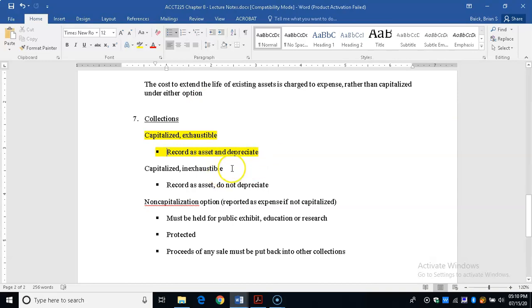What if you have a statue? If you have a statue, you would capitalize it. It's inexhaustible, meaning that you don't use up a statue, it just stays there, right? So if you have a statue, what would you do? You would record it, and you don't depreciate it.